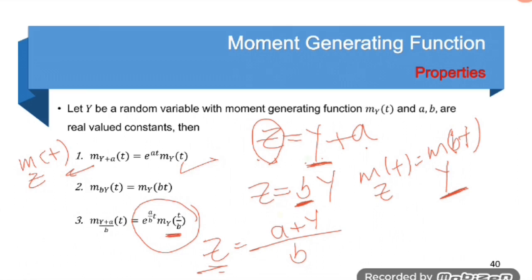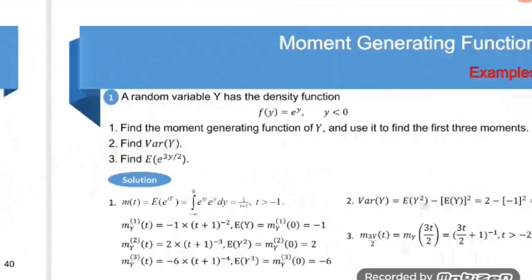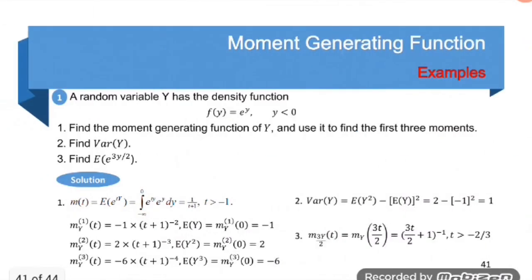Now move to solving some exercises. Here we have an exponential function, and y is a negative random variable. We need to find the moment generating function of y, and use it to find the first 3 moments, and then we need to verify these formulas.